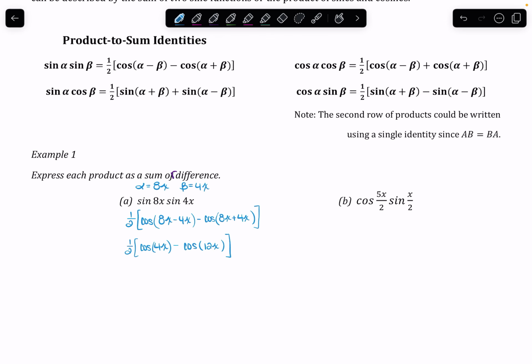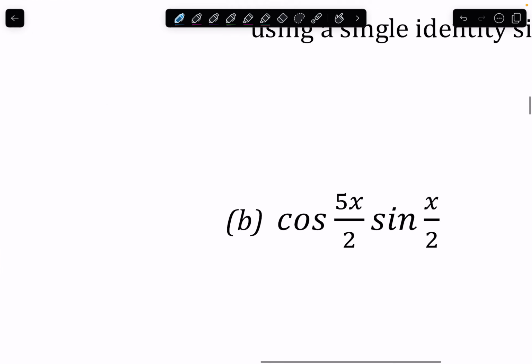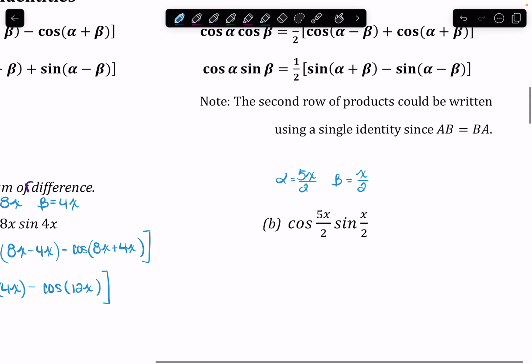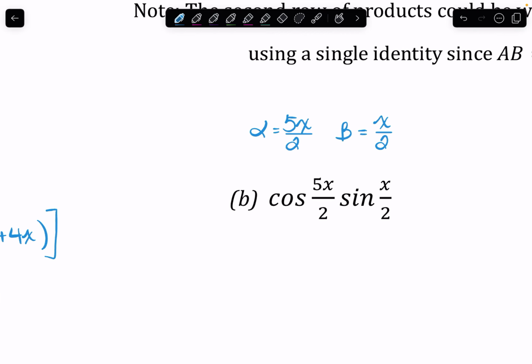All right, B. Cosine of 5x over 2 times sine of x over 2. So this time we're using the cosine times sine identity. So that's going to be the fourth one at the bottom. So alpha is going to be 5x over 2, and beta is x over 2. So again, we're using that bottom left one up here. I just can't leave it up there while I'm writing.